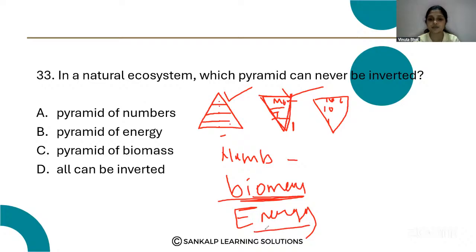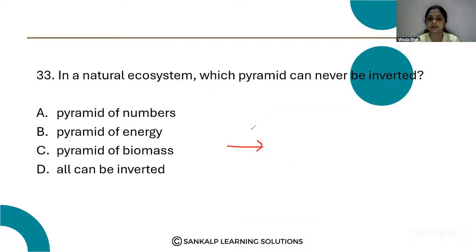But in case of energy, energy always flows from one level to another level, and only 10% of energy is transferred to the next level.